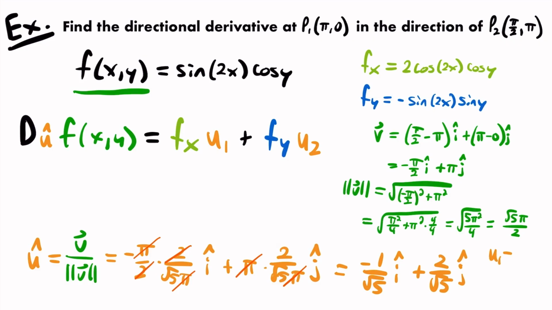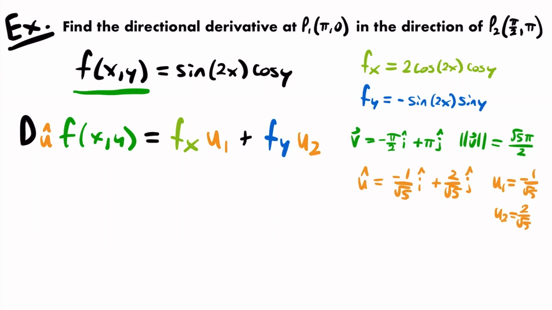In this case, u1 is equal to -1 divided by the square root of 5, and u2 is equal to 2 divided by the square root of 5. And so now we have everything we need to find our directional derivative. So let's set it up. We will have that the directional derivative is equal to fx, which is 2 cosine of 2x times cosine y times u1. So we're multiplying by -1 divided by the square root of 5 plus fy, or really it will be minus because fy is negative.